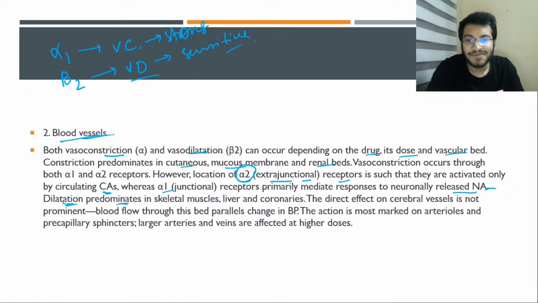And dilatation predominates in the skeletal muscle, liver, coronaries, and the direct effect on the cerebral vessel is not prominent. And the blood flow through these beds parallels the change in the BP, right? So if dilation happens, BP will become low.